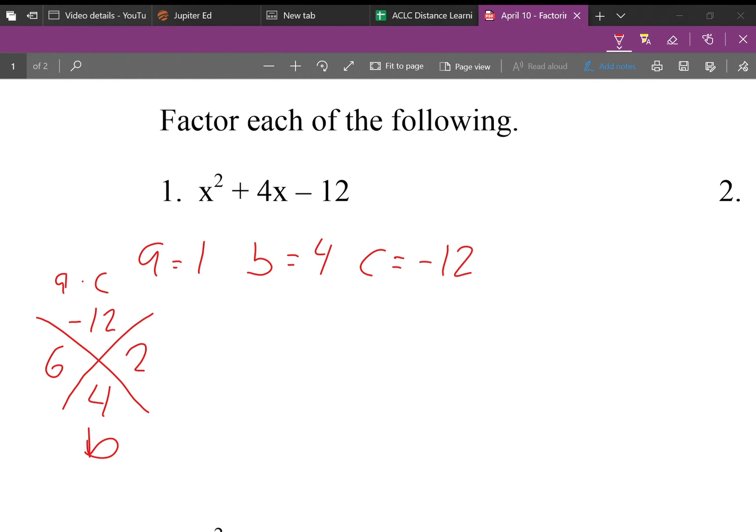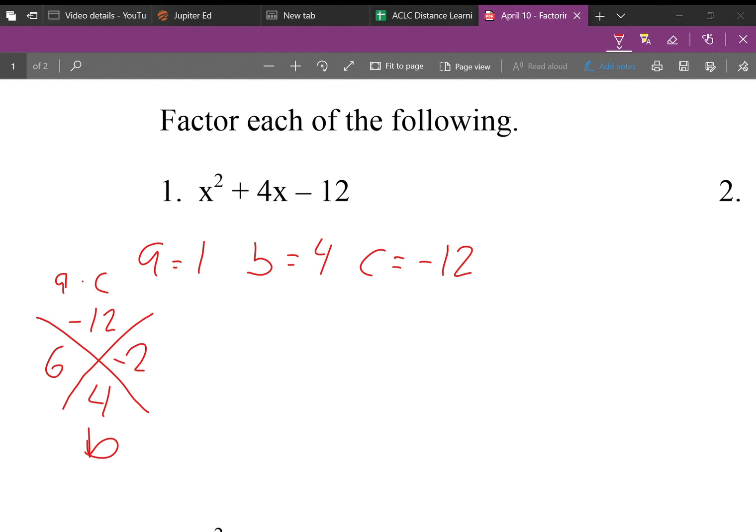Now, remember what I just said. One of these two numbers needs to be negative. We can tell which is which by looking at the bottom number. The bottom number is positive 4. Since I want the bottom number to be positive, I'm going to want the bigger of these two numbers to be positive, so that means the 6 is going to be the positive one, which means the 2 must be the negative one. So that gives me negative 2.